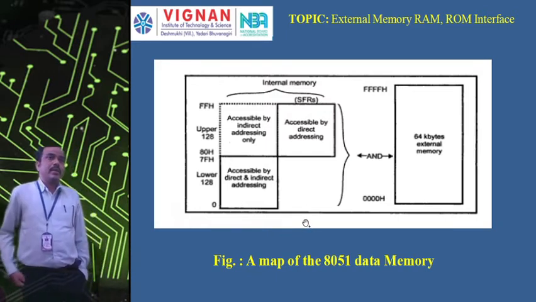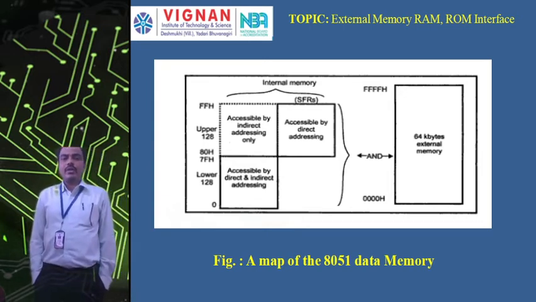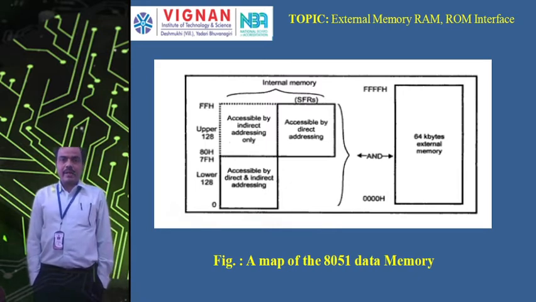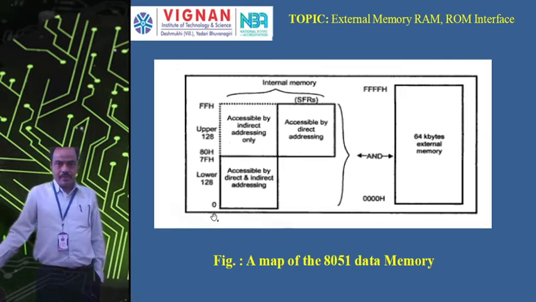As we know, the 8051 microcontroller has 128 bytes of RAM. This is accessible by direct as well as indirect addressing modes. These have address locations 00 to FFH. Up to 7FH, we have some bit addressable locations, and from 80 to FF, we have either SFRs or byte addressable locations. So this is one type of internal memory, that is internal RAM, or we can call it data memory.